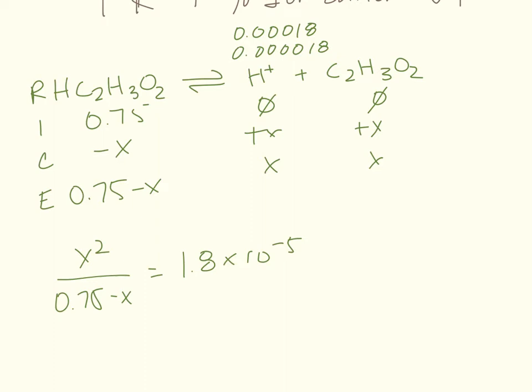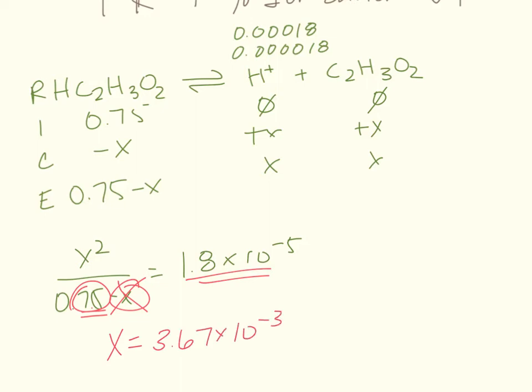And so I am going to get rid of this x, because this number is much, much bigger than this number, and so even if we found x, it probably wouldn't affect the amount we have here. And then I multiplied these two together and took the square root, so I just solved for x, and x happens to be 3.67 times 10 to the negative 3rd. And so this is also the concentration of H, right?